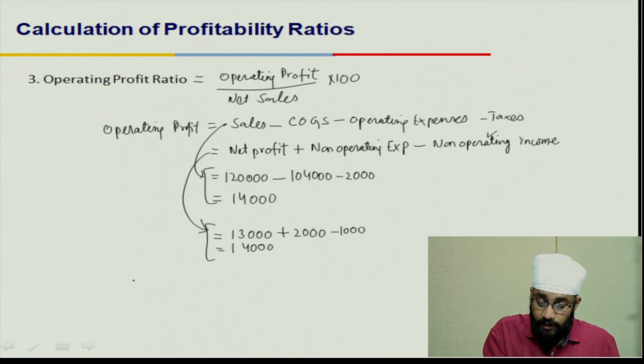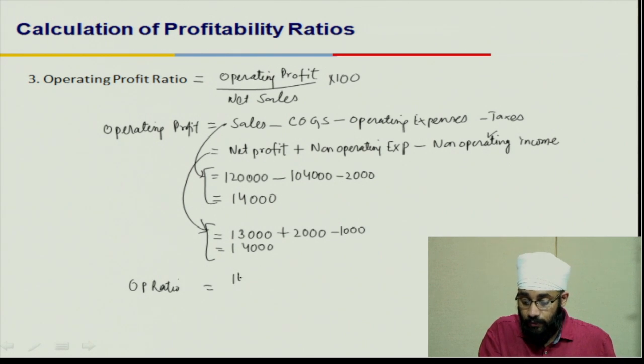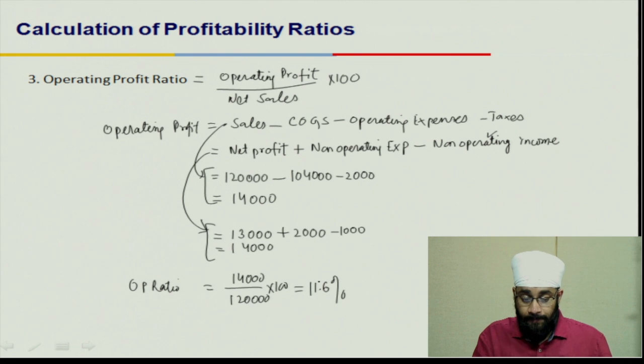So now you can calculate the operating profit ratio. Now you can divide 14,000 by the net sales figure, multiply by 100, and get 11.6%. So this basically tells you that the result of your primary activities is a profit of 11.6%. You're not considering any non-operating activities such as interest on loan or non-operating income. So purely this is the amount in the business that you are making.